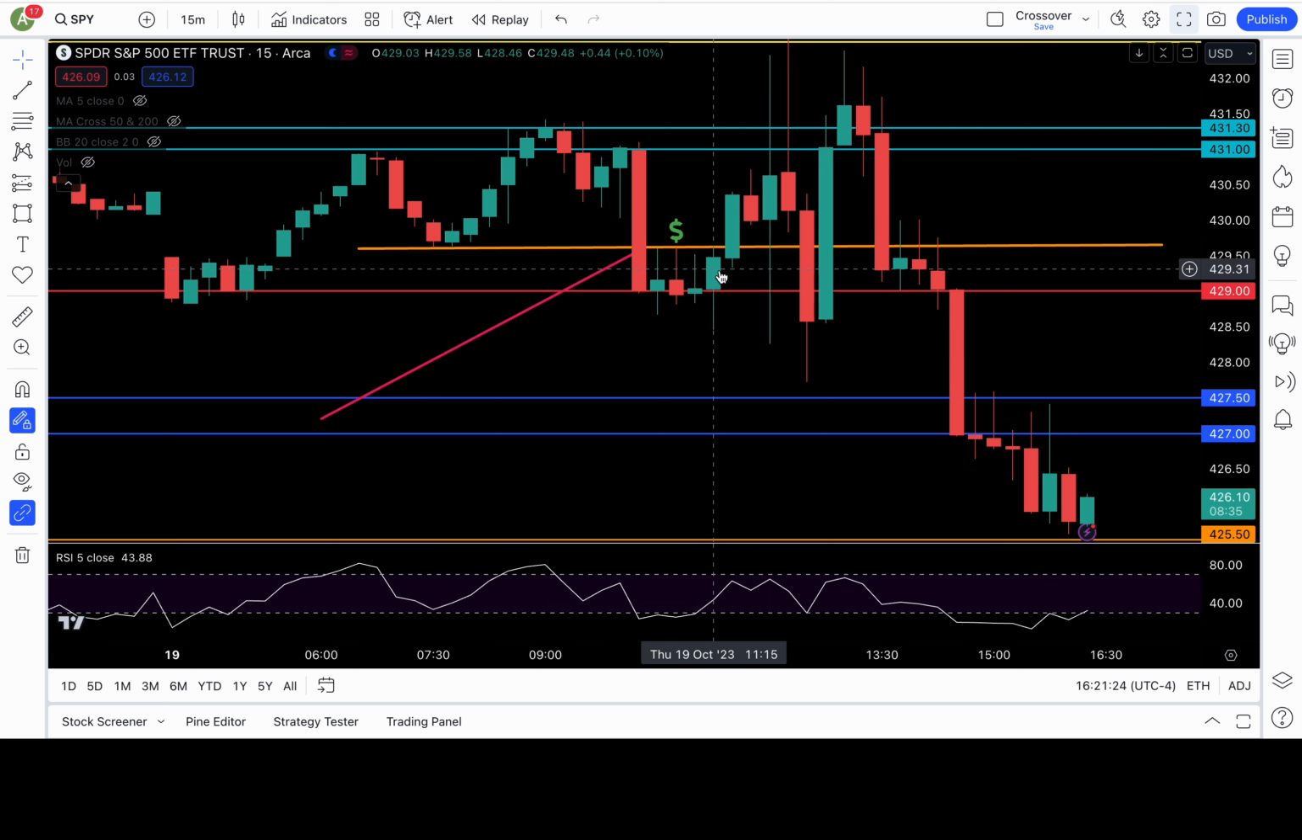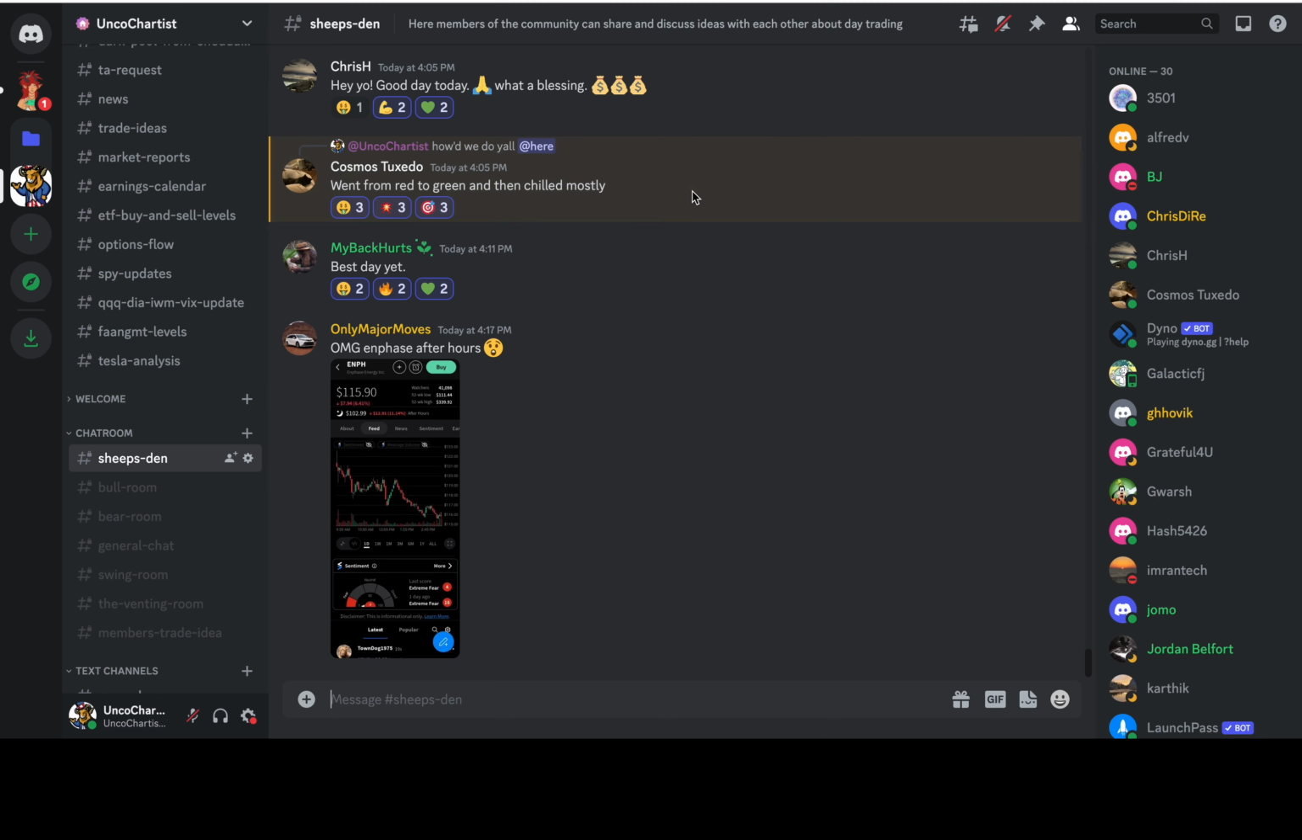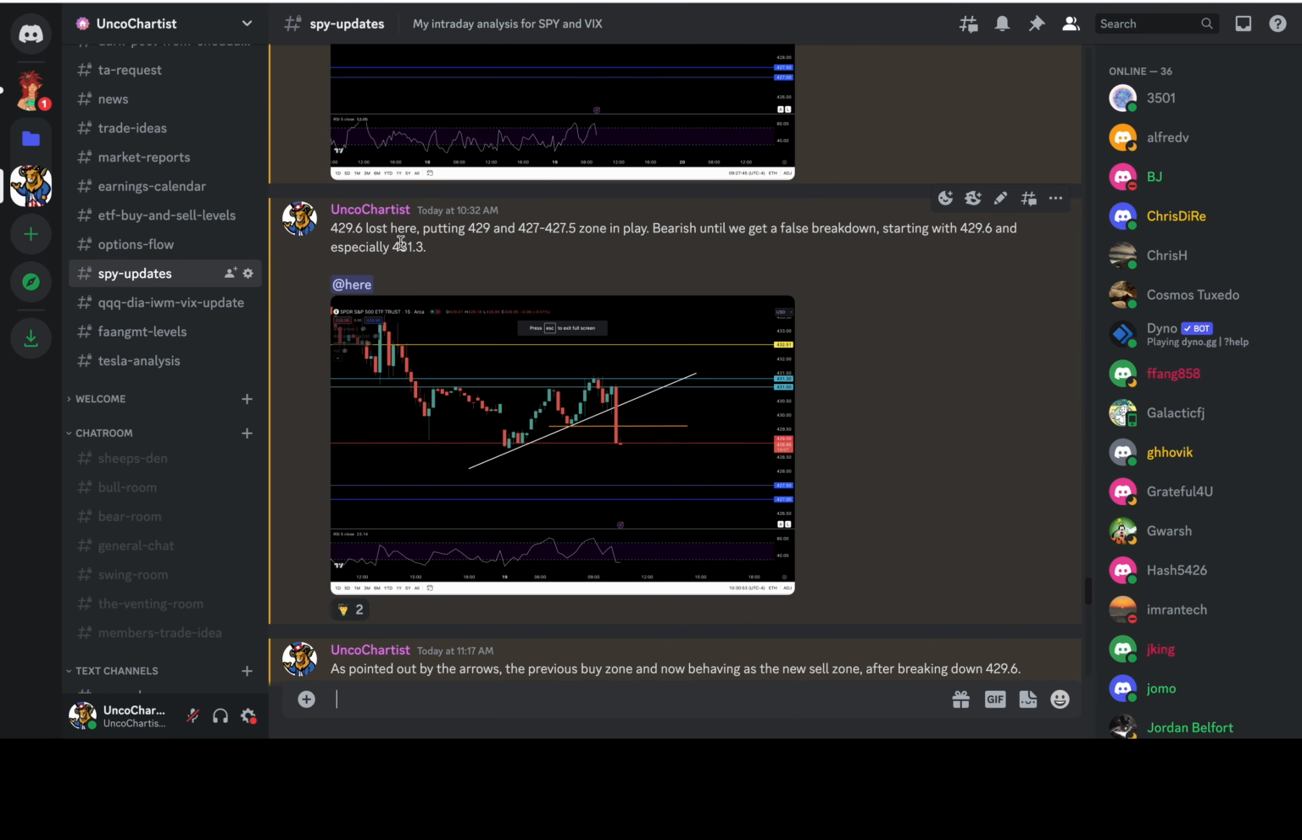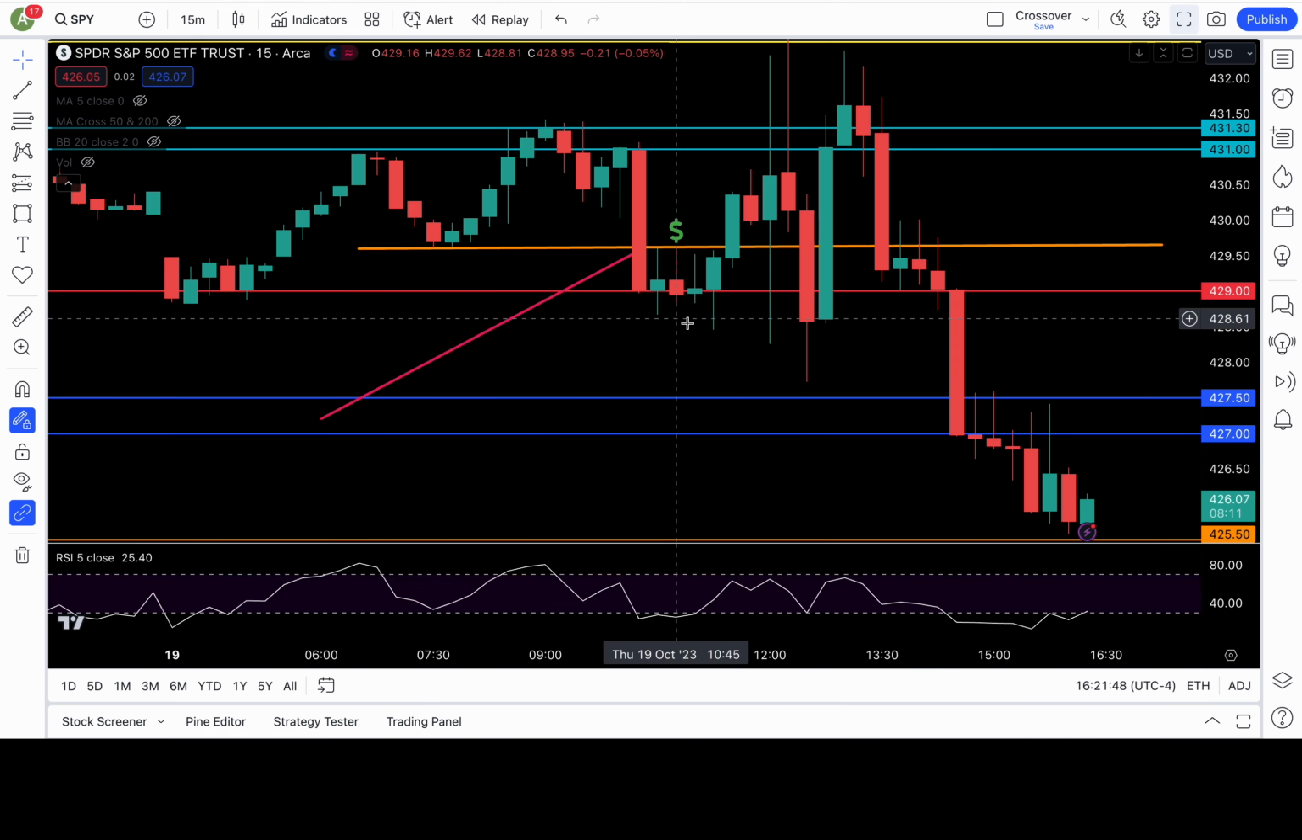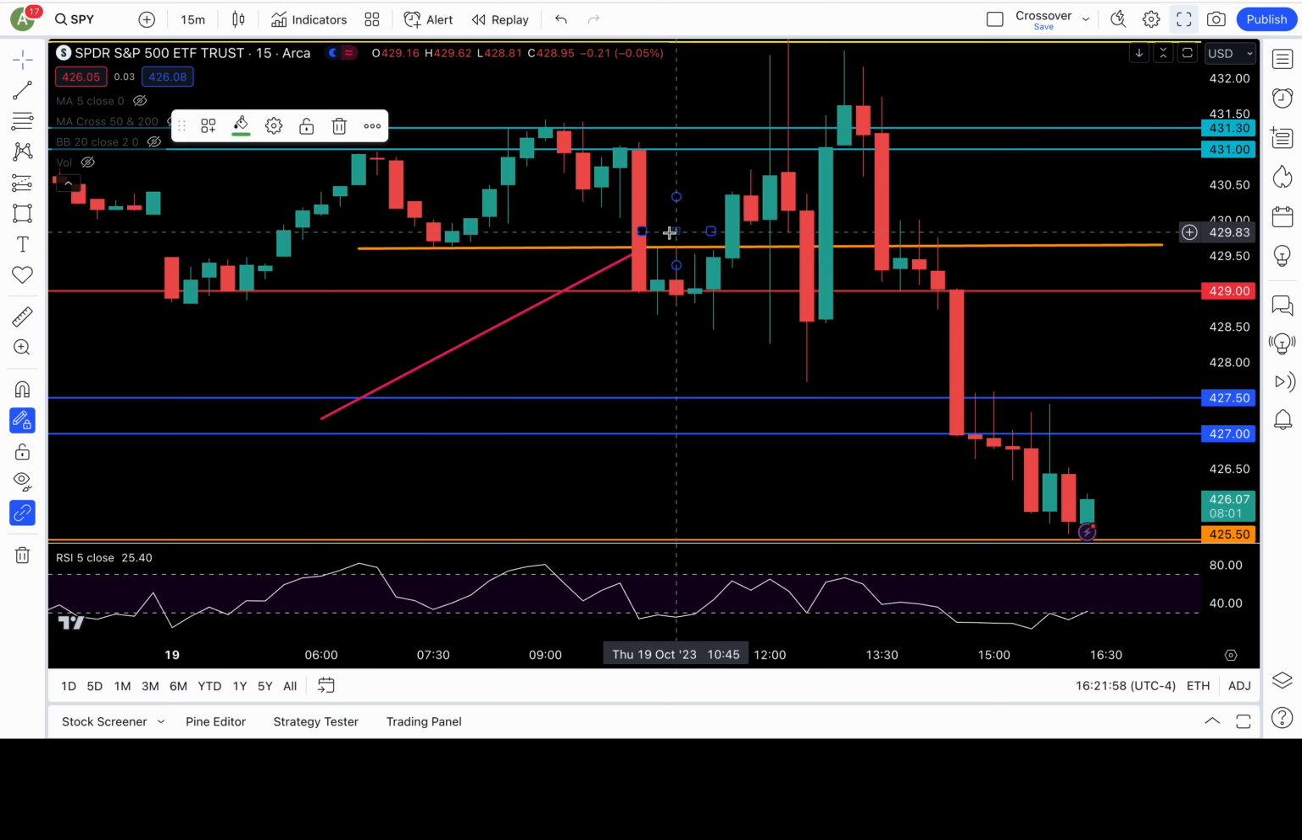And then what happened? Well, we went as low as 428.46. I had a target at 427. Well, at 429, I actually wrote it in my Discord. 429 loss here, put in 429 and then 427 to 427.5 zone in play. So it hit the target. It was like a 60-cent move. Sometimes there's a cluster of supports. It's annoying. But it did hit that target and it was treating 429.6 as a resistance.